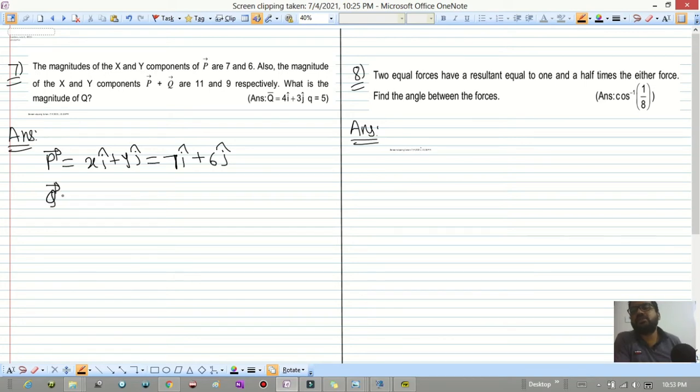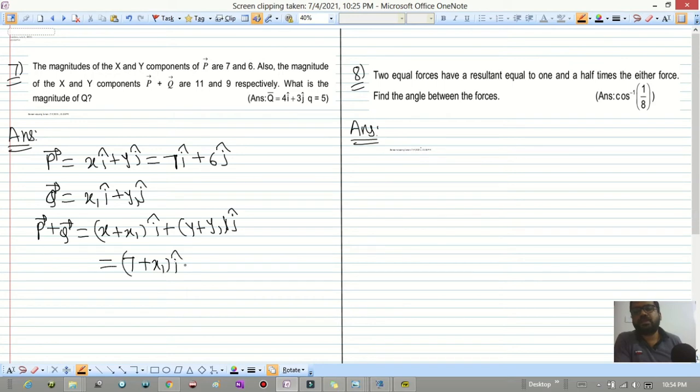Let us consider q bar is equal to x1 i hat plus y1 j hat, and that is what we have to calculate. P bar plus q bar then will be (x plus x1) i hat plus (y plus y1) j hat, and that is equal to (7 plus x1) i hat plus (6 plus y1) j hat, and that is equal to the given 11 i hat plus 9 j hat.